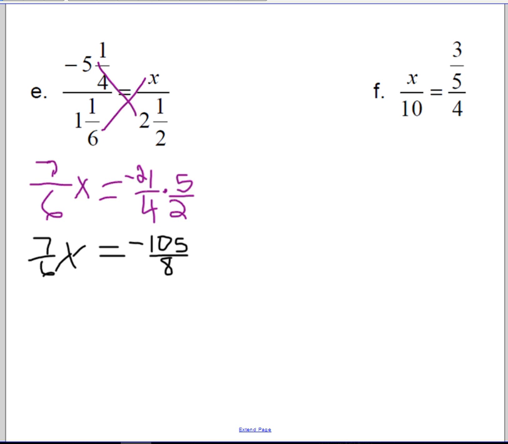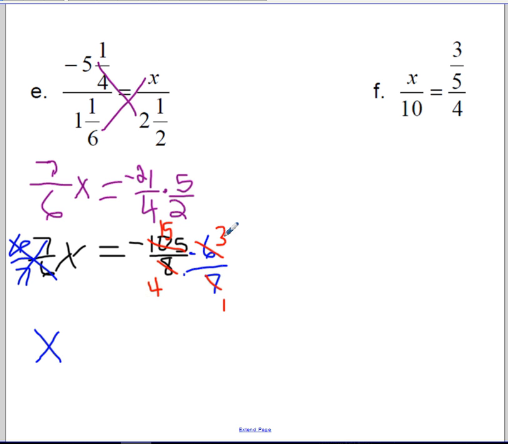So again, we'll divide off the 7/6 to both sides by flipping it and multiplying it by 6/7. And again, you can multiply straight across and then simplify, or you can start simplifying first. I see that 7 can go into 105, so 7 divided by 7 is 1. 105 divided by 7 is 15. And 6 and 8 are both even, so let's divide by 2. 6 divided by 2 is 3. 8 divided by 2 is 4.